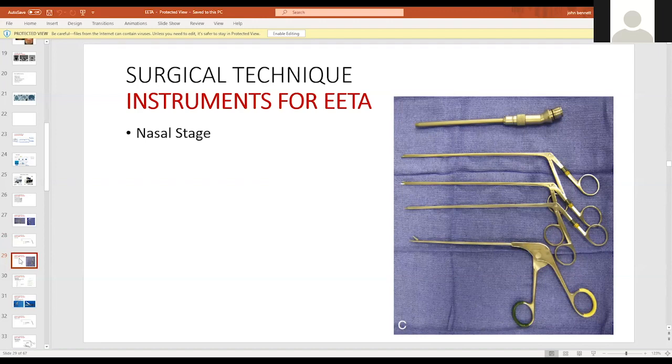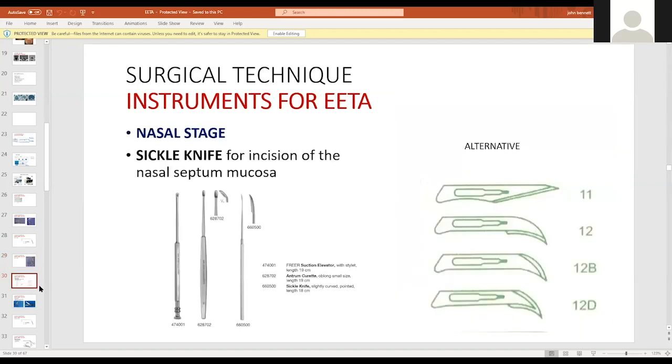It's not always necessary. Initially, when you start with microscopic approach, we didn't use this drill. We just had a chisel and a mallet that we use. A chisel and a mallet was fine to open the rostrum. But now you can use a drill. It's much more efficient. Let's go ahead. Next slide.